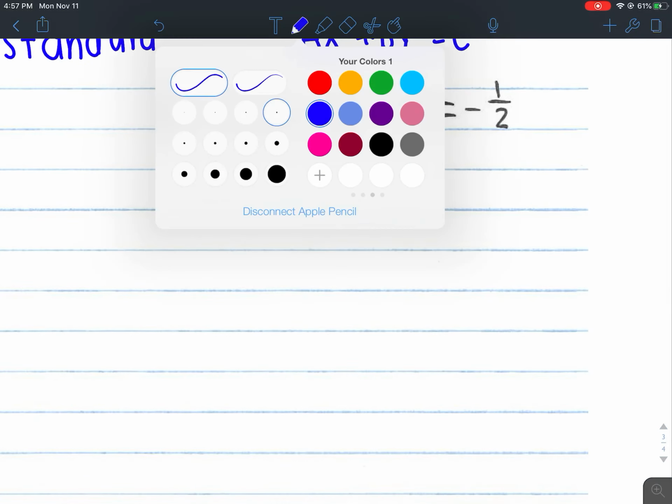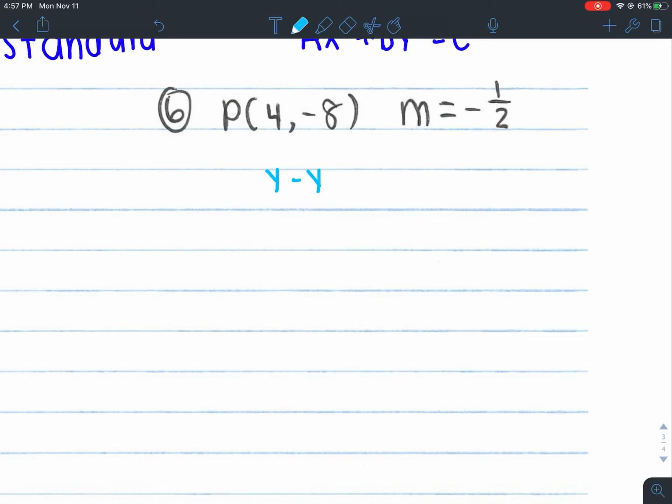Moving on, we have a point and a slope. Let's go ahead and write our point slope formula down again. So my point is going to be x1, y1, and my slope is negative 1/2. Remember, it's opposite signs for your point. So we're going to have y plus 8 equals negative 1/2, because that's our slope, times x minus 4.